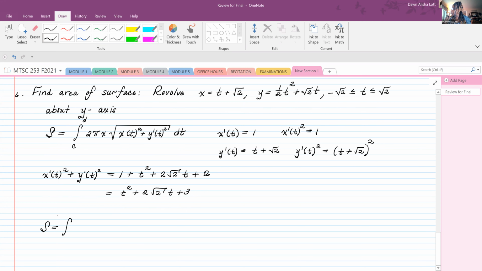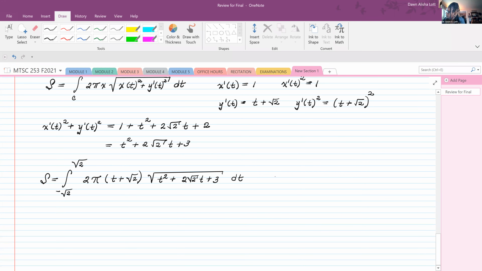So now the integral, t goes from negative square root of 2 to positive square root of 2. And then you get 2 pi times x, which is t plus the square root of 2. And then you end up with the square root of t squared plus 2 the square root of 2 t plus 3 dt.